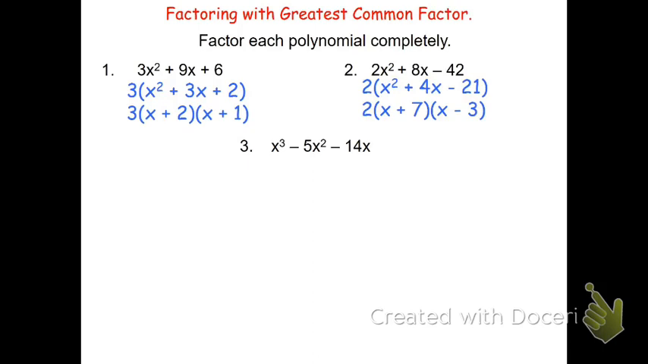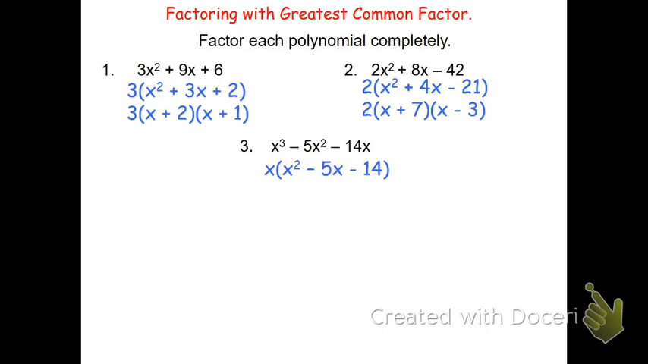The third one's a little different. It's a trinomial, but it's not a 1x squared. Instead, it's a 1x cubed. I need to make this a 1x squared. And the way I can do that is I notice that all of these have a common factor of x. I can factor out the x to begin with. X cubed divided by x is x squared. Negative 5x squared divided by x is negative 5x. And negative 14x divided by x is just negative 14.